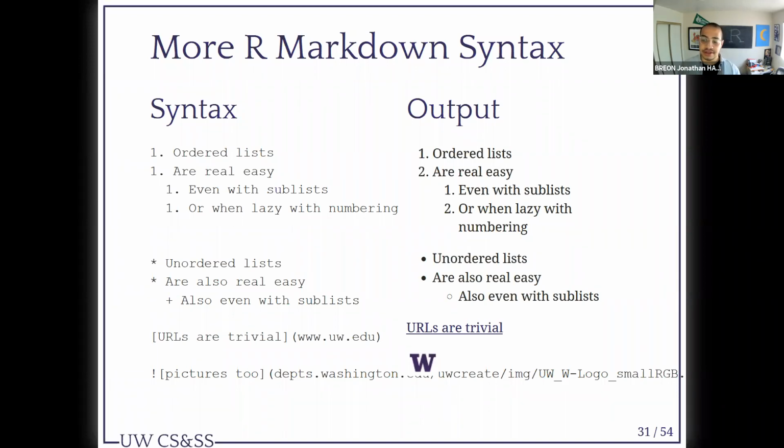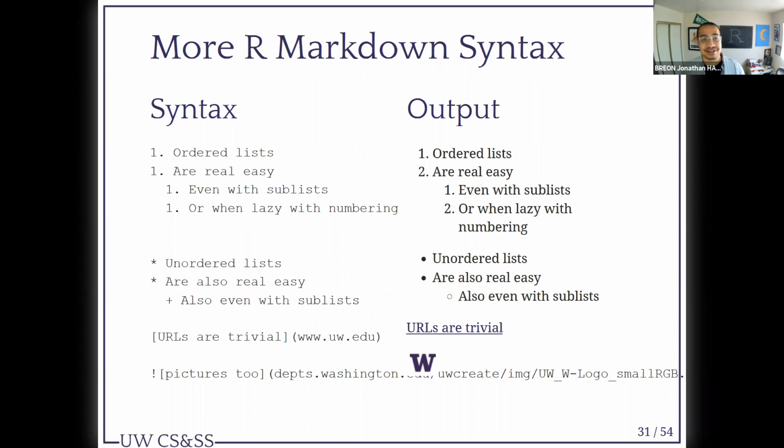To put URLs within the R Markdown document, you want to put what the link will say in brackets, and then the link to the website in parentheses right after that. You can do this with pictures as well.